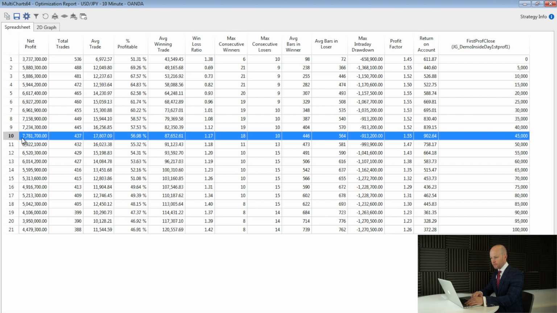We've got the highest net profit, 7,781,000. We've got the highest average trade at 17,000, that's much higher. And if we look, it's 45,000 yen or 45 pips. So what we're saying is we check at the end of the day if we're in profit by 45,000 yen or more, then we exit the trade. If we're not in profit by 45,000 or more, then we stay in the trade. So it's not 0 anymore, it's 45 pips.